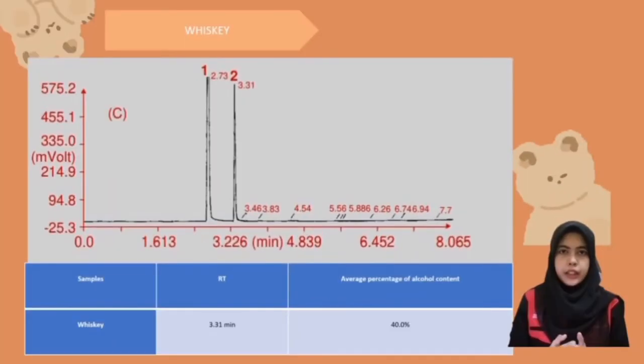My name is Amilen, and I will talk about the last sample, whiskey. The figure shows the chromatogram result of the whiskey grain. The average percentage of alcohol in all the whiskey tested is 40%. The retention time of the whiskey peak in the chromatogram labeled in the figure is at 3.31 minutes.